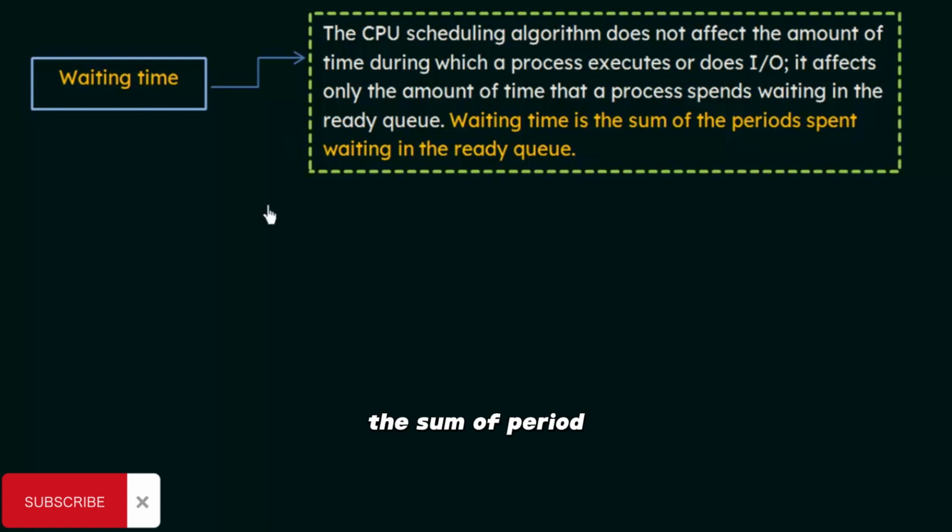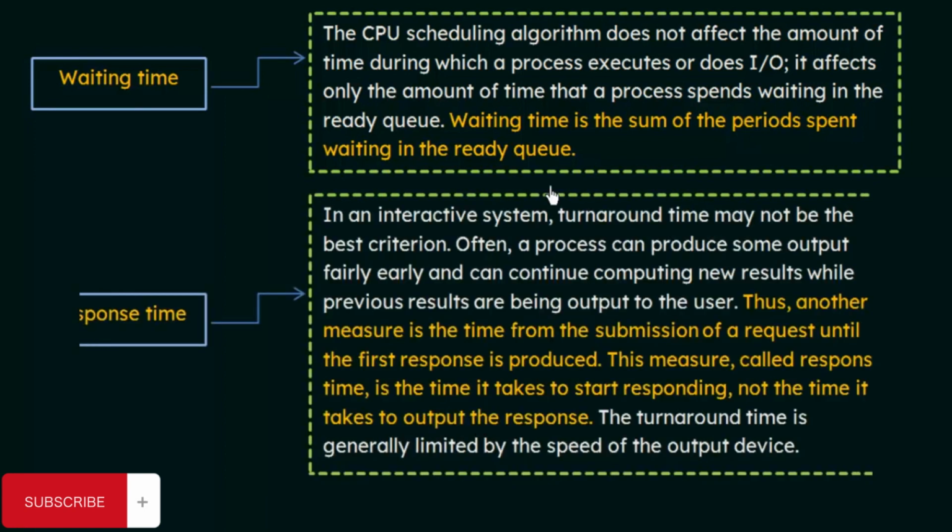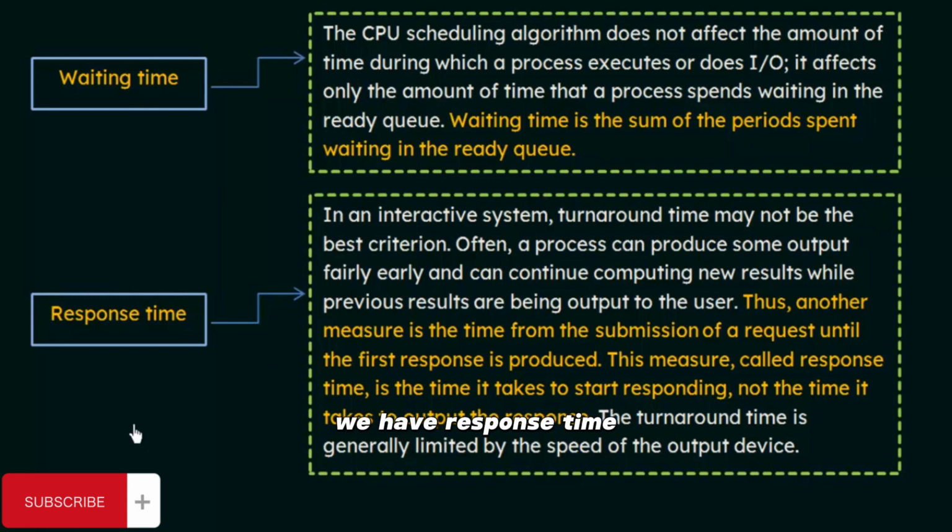So waiting time is the sum of periods spent waiting in the ready queue. So the scheduler must make sure that this waiting time is reduced for every process. So this is again a very important criterion based on which a scheduling algorithm's efficiency can be seen. So that is the waiting time. Now coming to the last one, we have response time. So in an interactive system, turnaround time may often not be the best criterion.